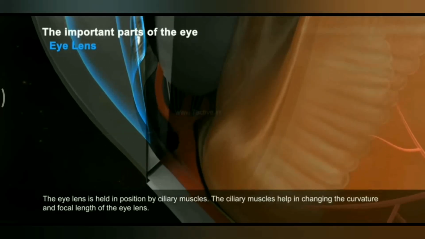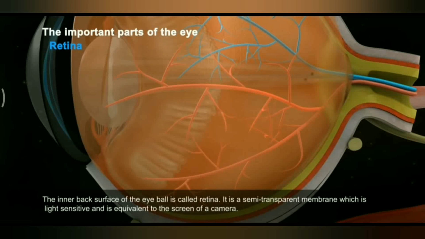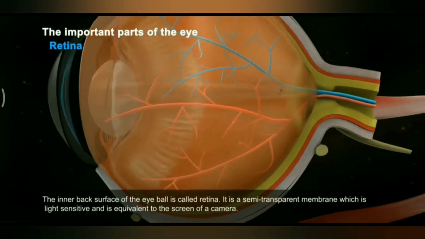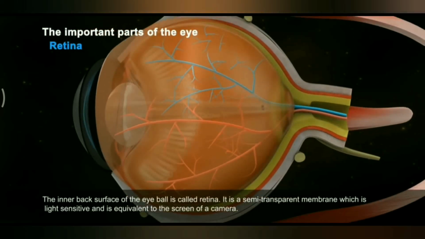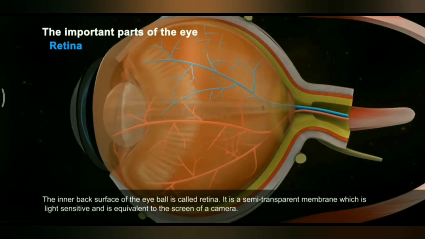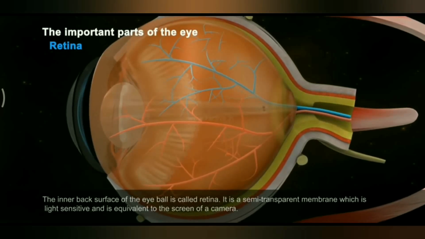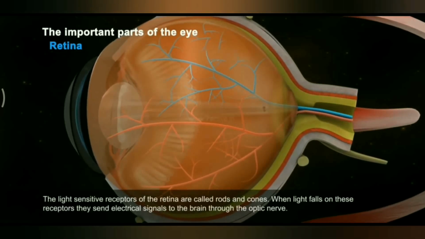And as we have discussed, the eye lens is held in its position by the action of ciliary muscles. The real and inverted image is formed on the retina. It is a light sensitive membrane on the back interior wall of the eyeball. It is composed of nerves and two types of light sensitive cells called rods and cones.